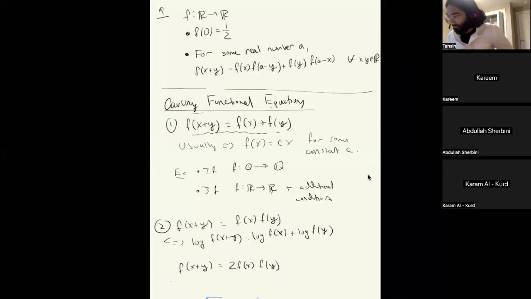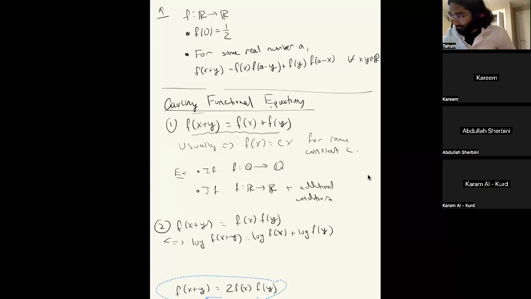And in this case, what you will get is usually f of x equals c to the x.